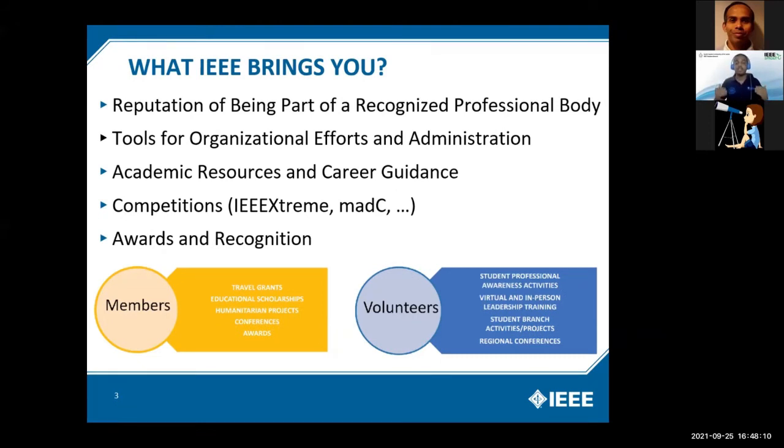So basically, in the Sri Lankan section, we provide you way better career guidance than other sections comparatively. And competitions. We have worldwide competitions. The most popular competition these days is IEEE Extreme. So you guys have IEEE Extreme, a worldwide competitive programming competition, which is happening here in IEEE. So basically, being an IEEE member gives you that opportunity to join and compete with the world.